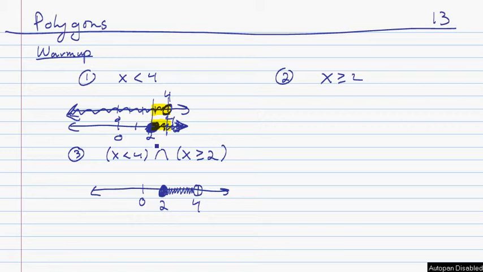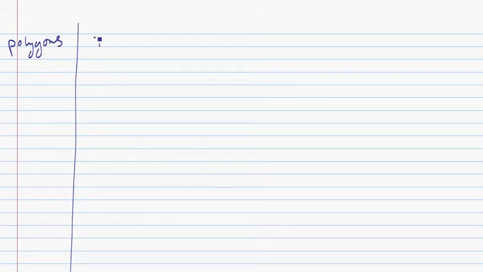Okay, so that was a quick review from yesterday. Now let's talk about polygons. So we first will talk about triangles because that's the simplest type of polygon. Triangles, we're going to just do a draft. We're going to do a rough draft of a definition. So I'll write draft here.